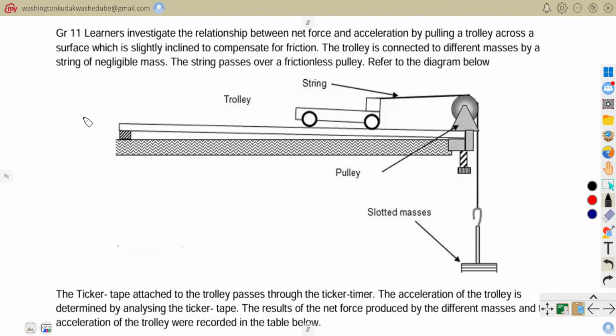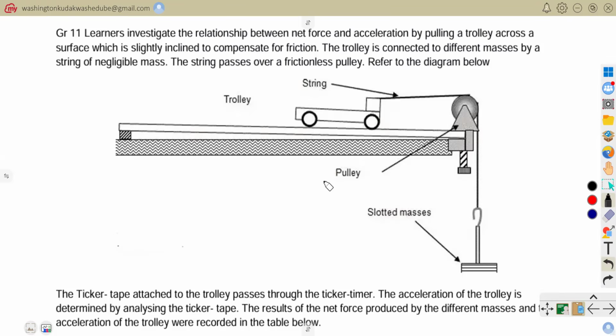So the question was saying, grade 11 learners are asked to investigate the relationship between the net force and acceleration by pulling a trolley across a surface which is slightly inclined to compensate for friction. The trolley is connected to different masses by a string of negligible mass. The string passes over a frictionless pulley. Refer to the diagram below.